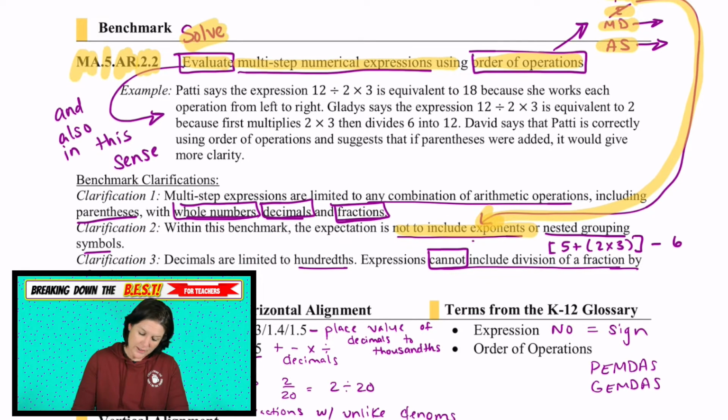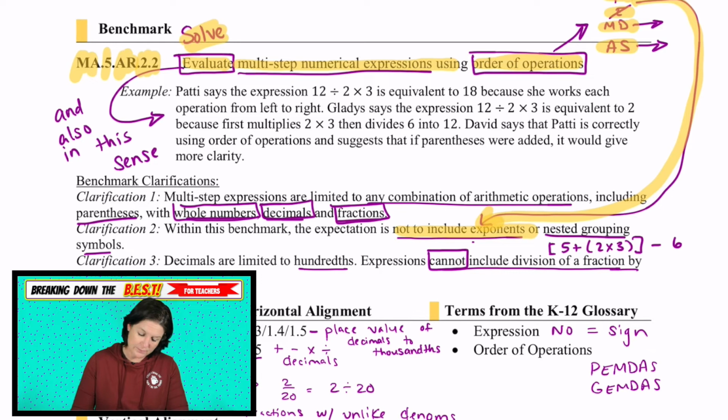Here I just wrote down that evaluate also means in this sense where we're able to look at an expression and be able to work out and explain how we arrive at that answer.